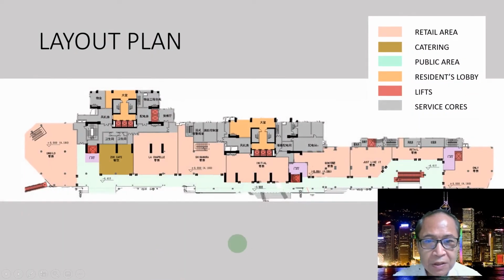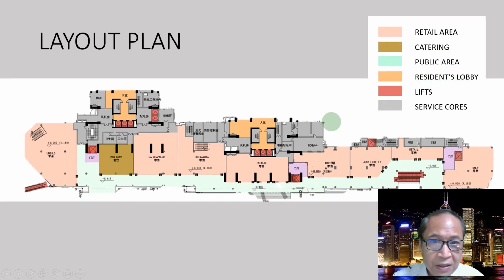Layout plan. You see this layout plan of a shopping center with a color code. This is the retail area, the pink area. This is retail. And catering, this is a small part for catering, for restaurants. It's a public area, a public circulation. In the light green area, this is the public circulation, a long corridor. And this is a residence lobby.